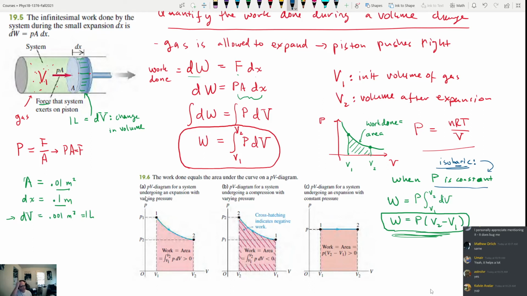All right, let's go back to picture A. In picture A, we have a PV diagram for a system undergoing an expansion with varying pressure. So the pressure is changing. In this case, the pressure at point 1 is P1, and the pressure at point 2 is P2. These represent 2 different states of the system. Remember, things like pressure, volume, and temperature are related by the equation of state for the system, which for an ideal gas is this. So when you move from 1 to 2, you're moving from state 1 to state 2, and you have different variables for those states. At point 1, your pressure is called P1 and your volume is called V1.